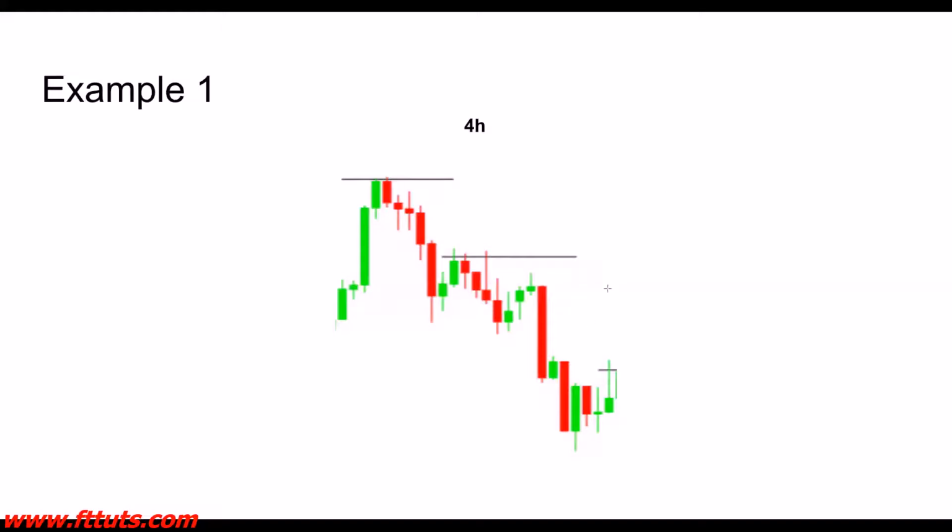Now, when we get to this level here, what can we see happening with this wick? This is a 4-hour time frame. Starting to reject. Now, this is a potential sign that this level is now becoming what? Resistance. Very good.